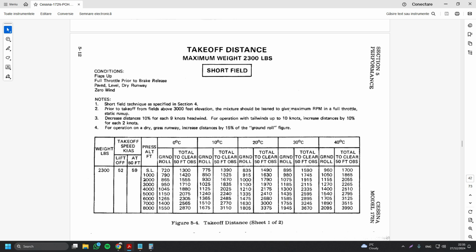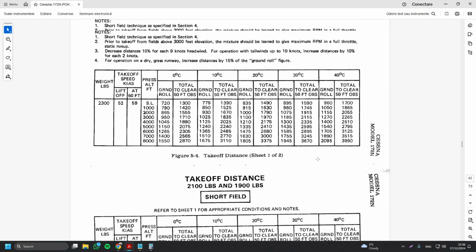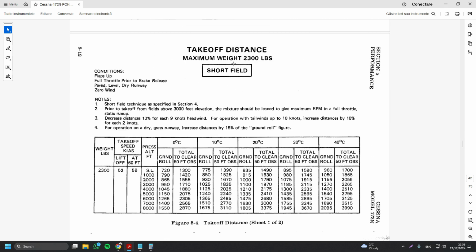You should scroll down and you will find this section, this page, which says takeoff distance, maximum weight 2,300 pounds. But you also have this, if you scroll down, 2,100 pounds and 1,900. Okay, so look up for this one and let's read together.